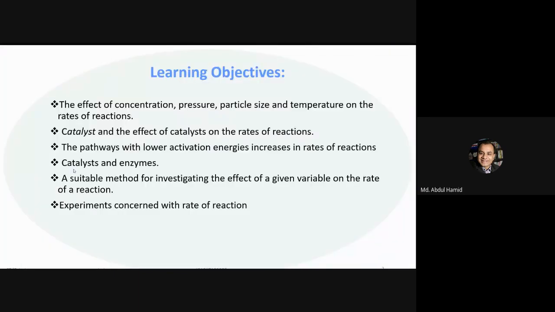What are those? The effect of concentration, pressure, particle size, temperature on the rates of reaction, the effect of catalyst, then how a catalyst increases the rate of reaction. Also, you have to know the industrial catalyst and the biological catalyst, that is called enzyme. Enzyme is the biological catalyst. Then two investigations. You have to know experimental investigations on the rate of reaction.